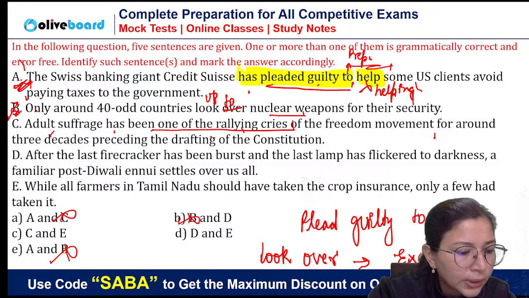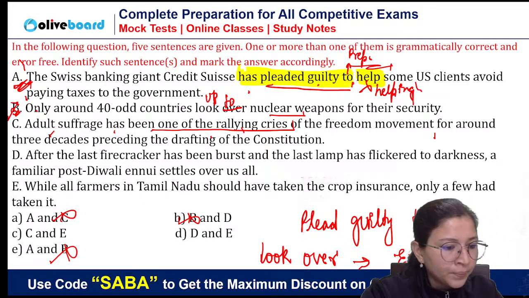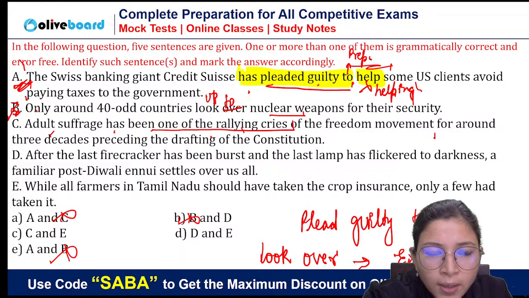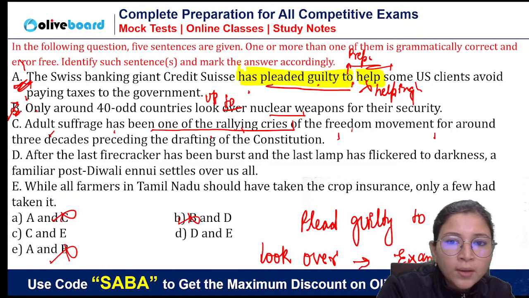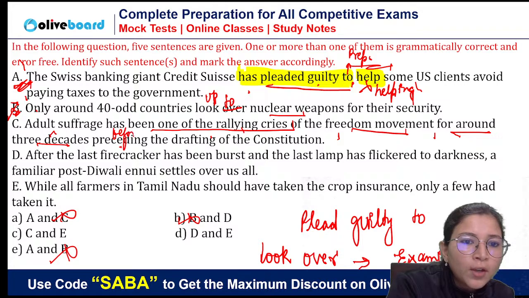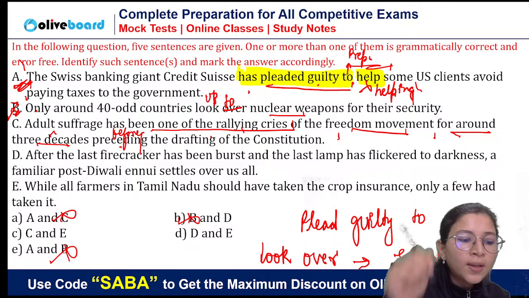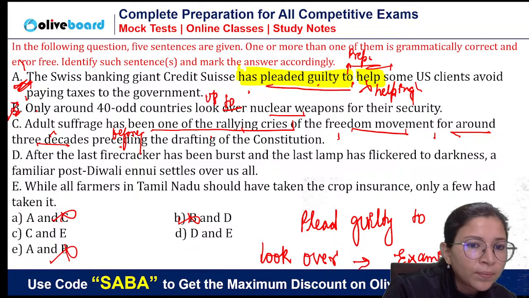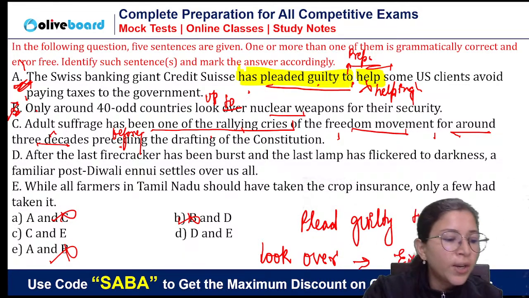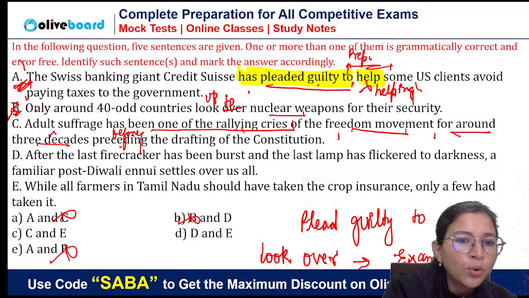Clear? C is right. Everybody is saying C is right. Adult suffrage has been one of the rallying cries of the freedom movement for around 3 decades. For plus time is given. Preceding means before the drafting of the constitution. Now tell me, is it still one of the rallying cries? Not after, you will not change the sense. Drafting of the constitution, if something happened before past time, so it will be has been or had been.